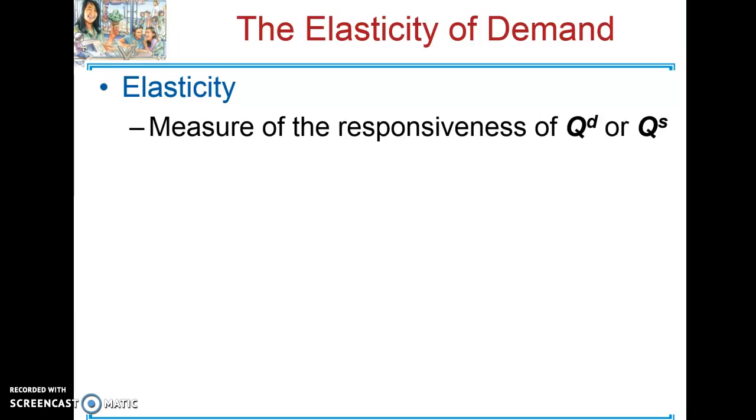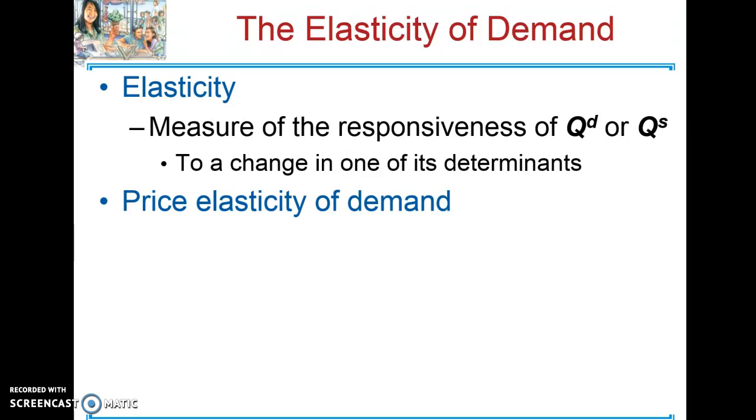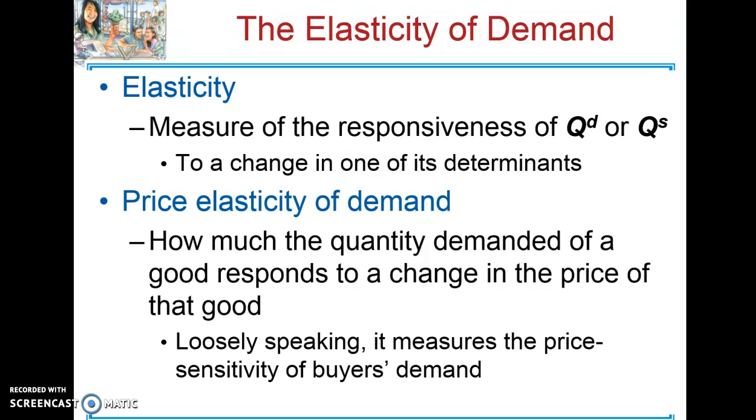Elasticity is defined as the measure of the responsiveness of quantity demanded or quantity supplied. How much is the responsiveness going to change? Price elasticity of demand is defined as how much the quantity demanded of a good responds to a change in the price of that good. So it's measuring the price sensitivity of buyers' demand.